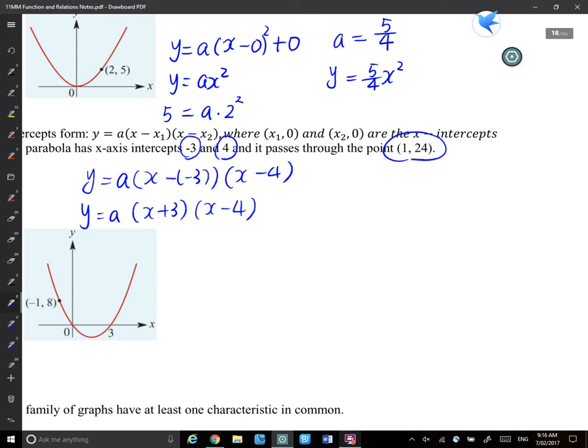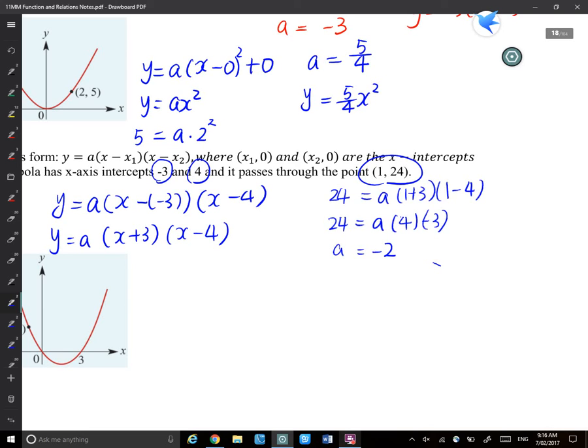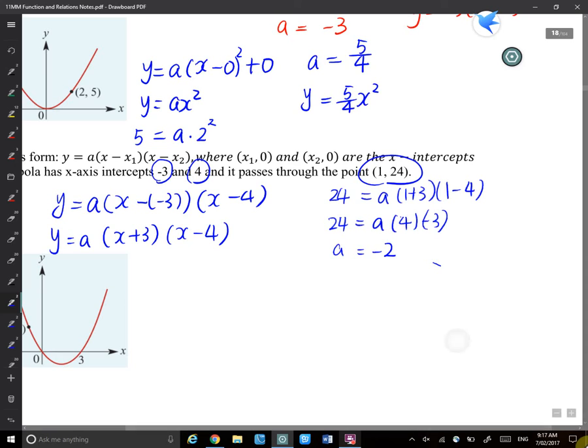Still the same thing for intercepts form and the turning point form: you always need the a value in front. So we will have 24 equals a times (1 plus 3) times (1 minus 4). And 24 equals a times 4 times negative 3, so a will be negative 2. Negative 3 times 4 is negative 12, and 24 divided by negative 12 gives you negative 2. So y equals negative 2 times (x plus 3) times (x minus 4).